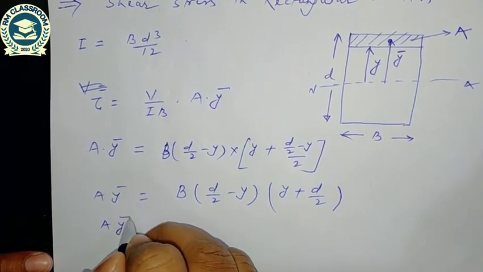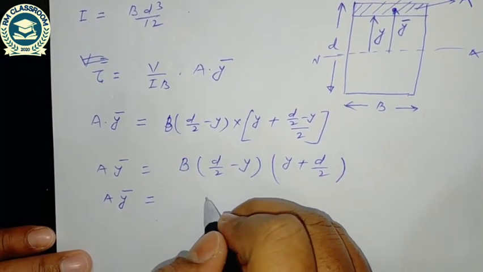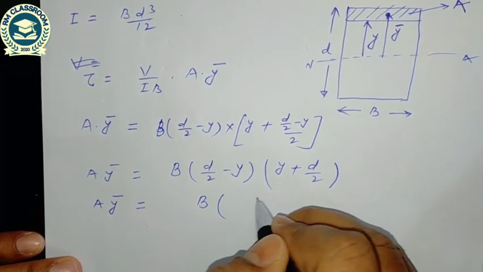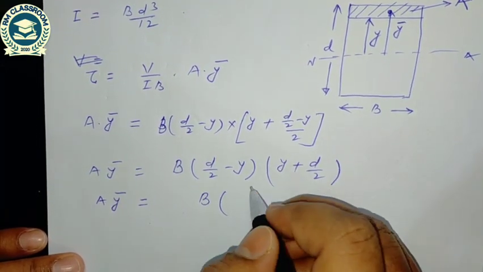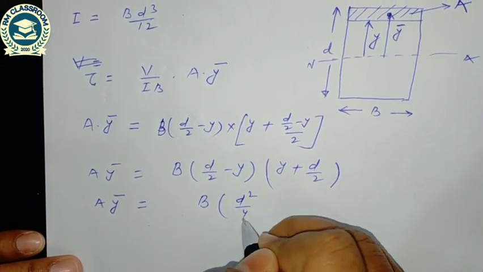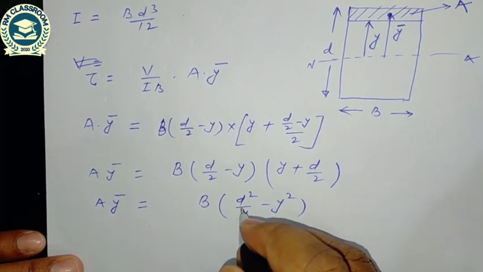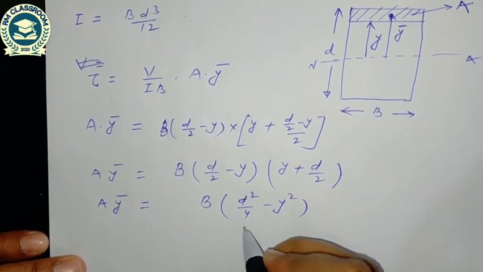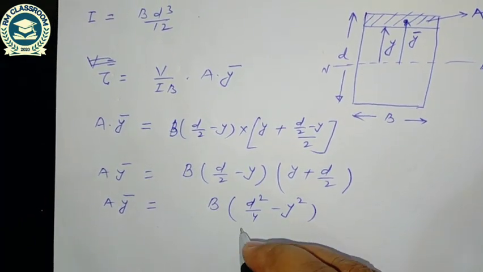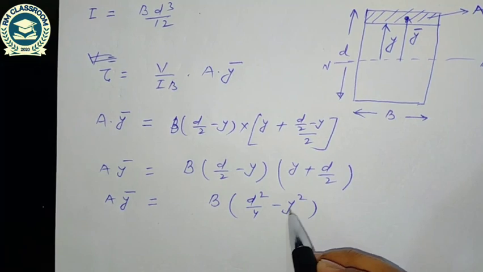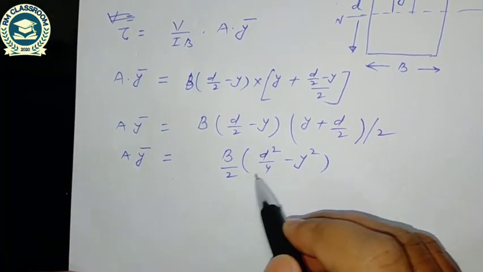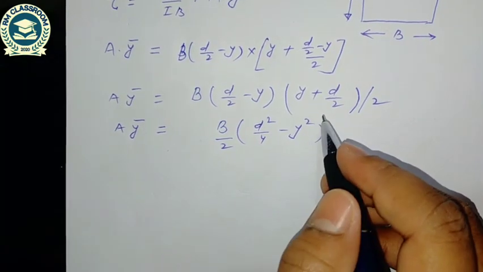So A y bar is B into d by 2 plus y into d by 2 minus y. Since a plus b into a minus b is a square minus b square, it is d square by 4 minus y square, divided by 2. So it is coming B by 2 into d square by 4 minus y square.